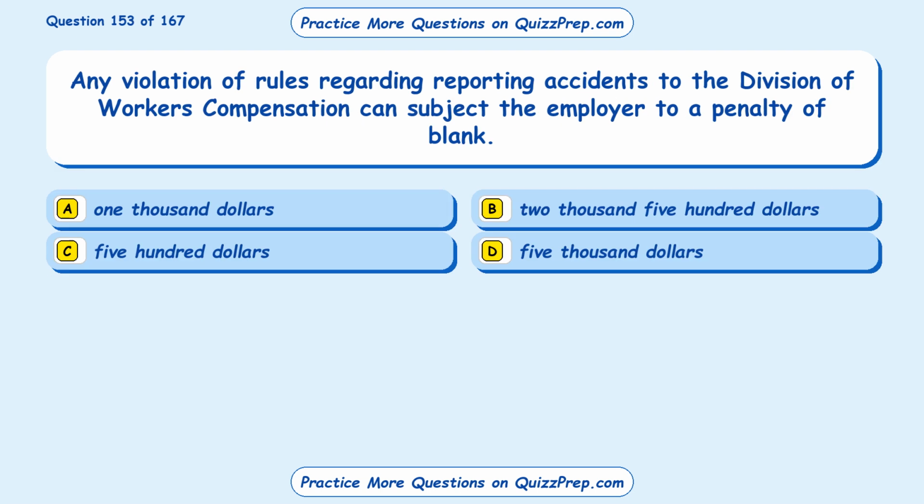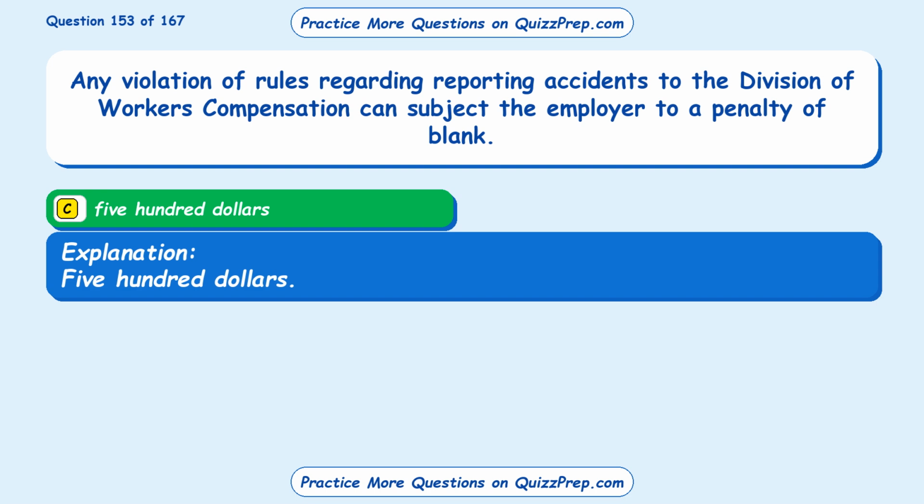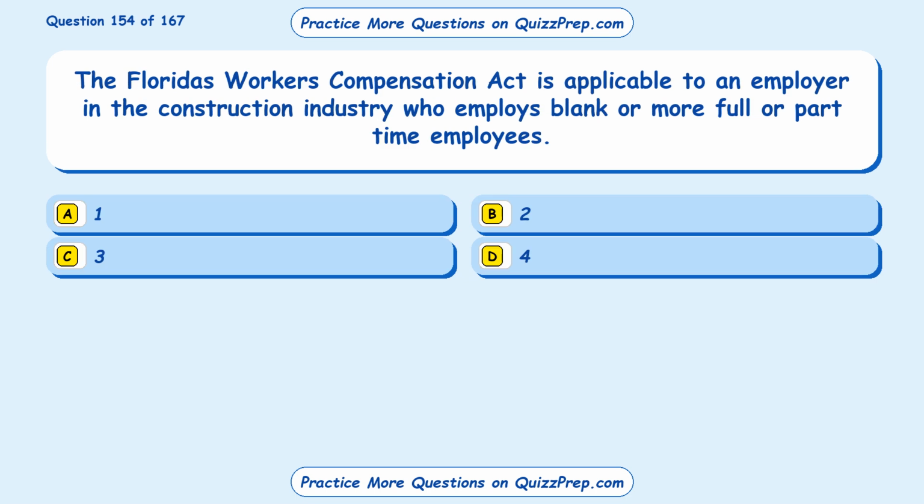Question 153. Any violation of rules regarding reporting accidents to the Division of Workers' Compensation can subject the employer to a penalty of blank. Option A, $1,000. Option B, $2,500. Option C, $500. Option D, $5,000. The correct answer is option C, $500. Question 154.